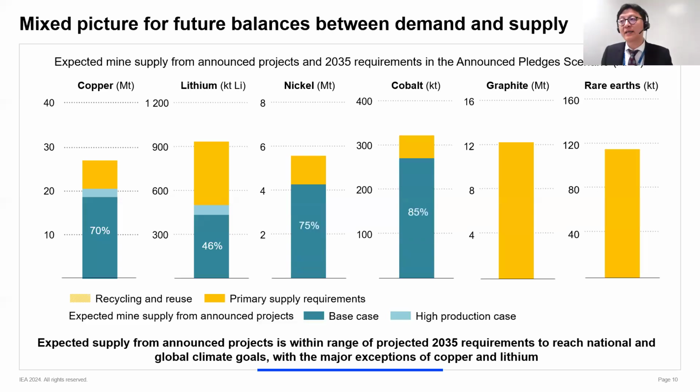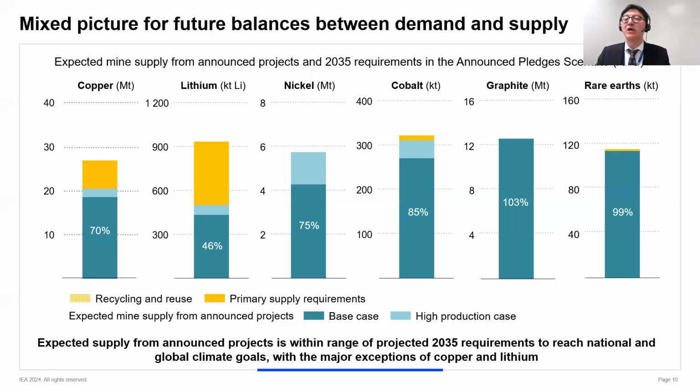Things look relatively tight relative to confirmed projects, but if we include more prospective projects, such as in our high production case, things look much better. That means a lot of projects are sitting in the early stage and are less certain. The third group is graphite and rare earth elements. These materials may not face volume supply risks, but they have a high level of geographical concentration of production, which is a risk factor we need to take into account.